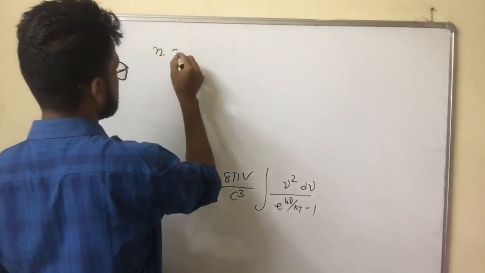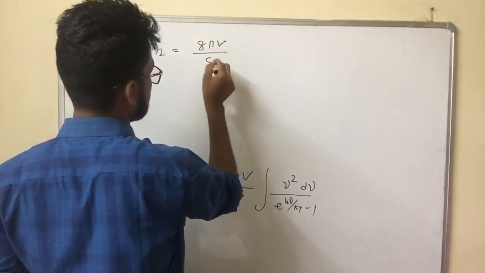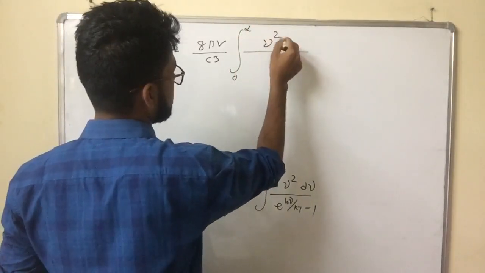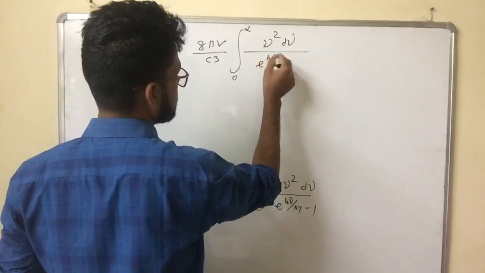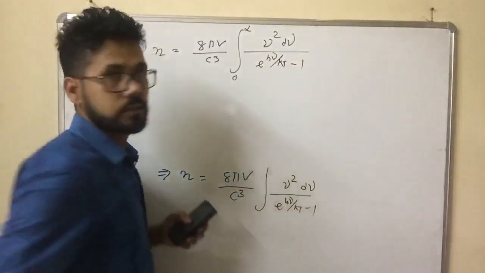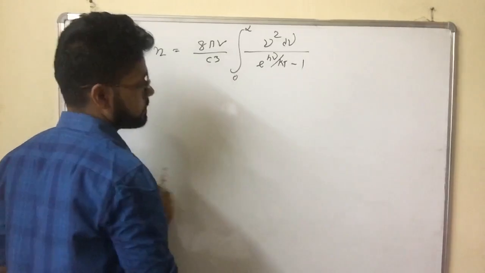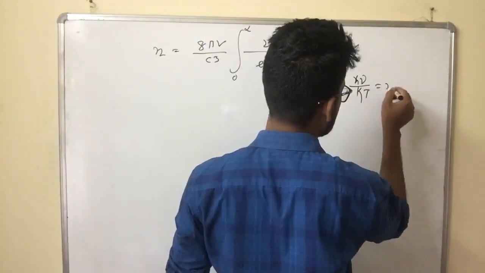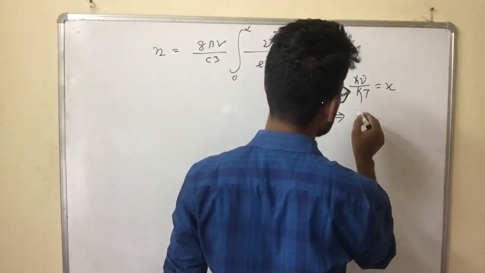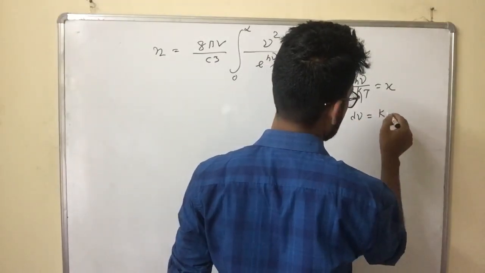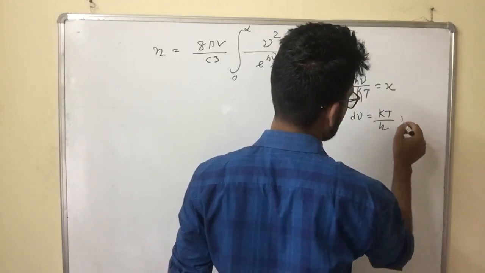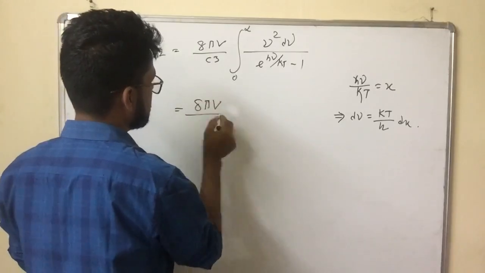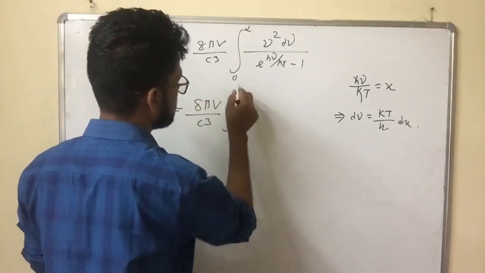So N is equal to 8πV/c³ ∫ from 0 to infinity ν² dν / (e^(hν/kT) − 1). Now I simplify the calculation. If I take hν/kT equal to x, so dν equals kT/h dx. I transform the calculation: 8πV/c³ from 0 to infinity.